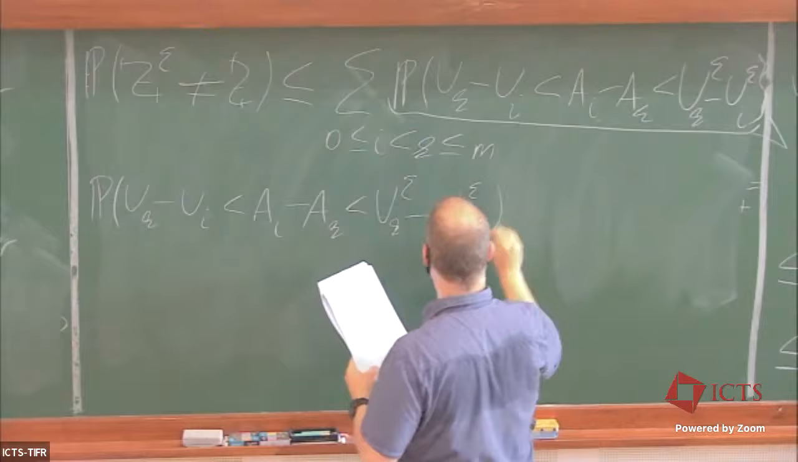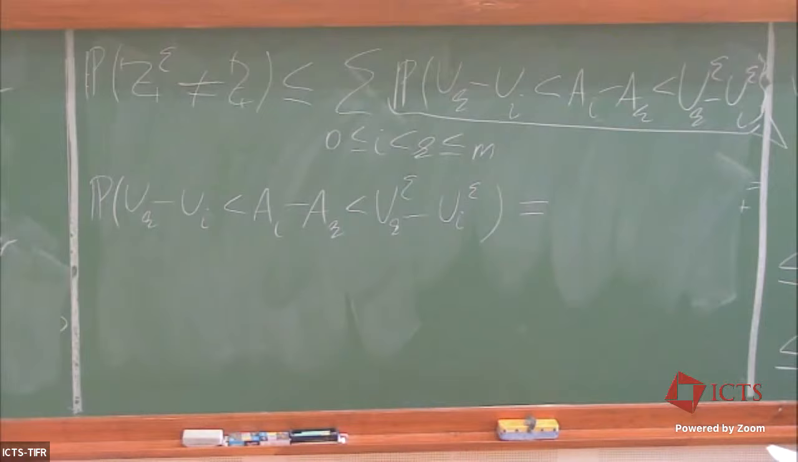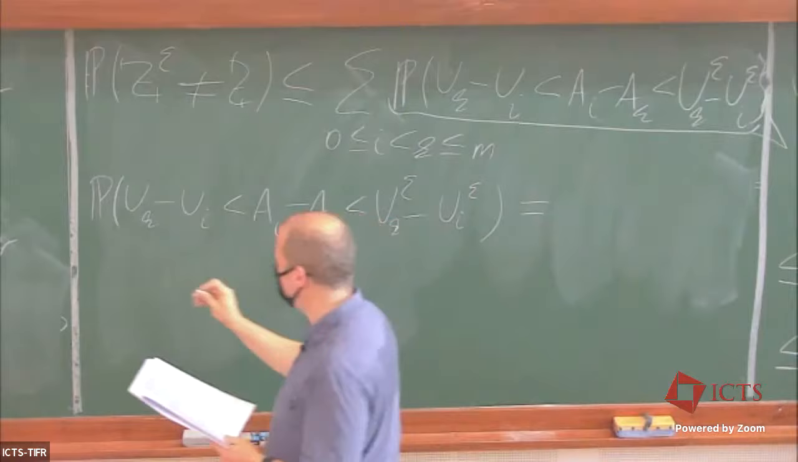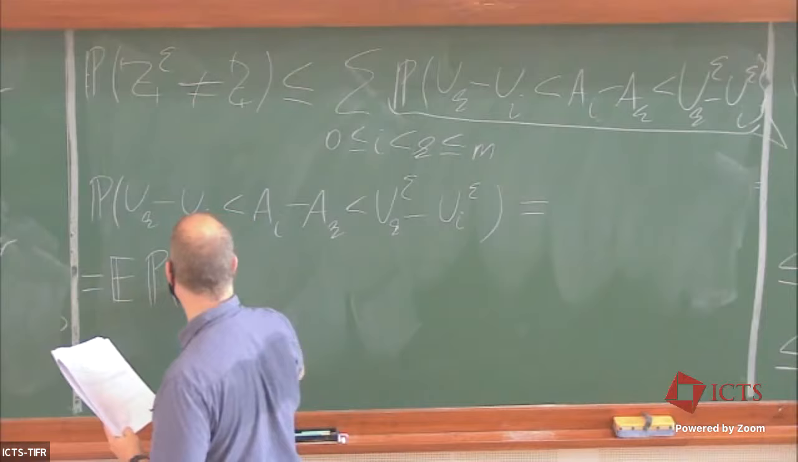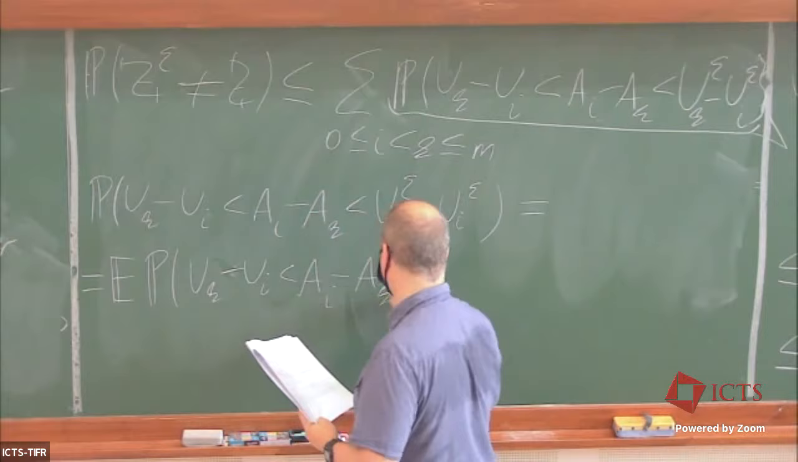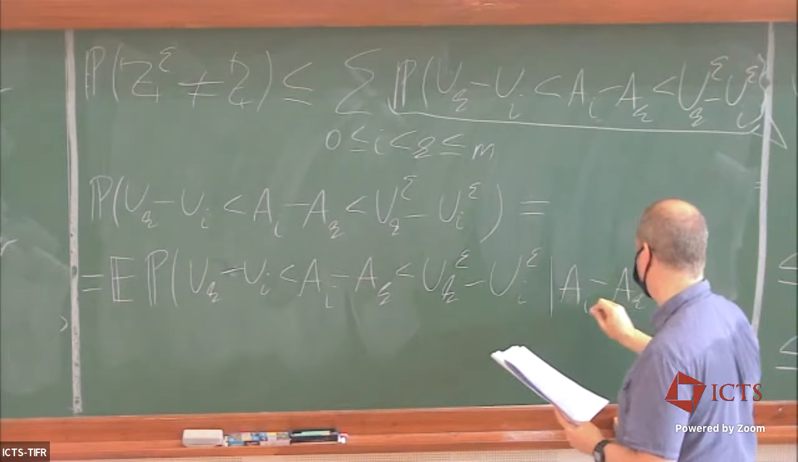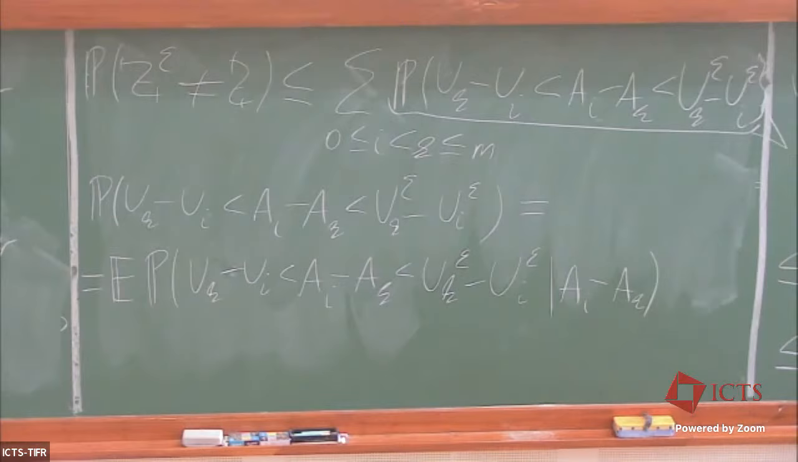What is this probability? I'm going to condition on the A's. So I'm going to look at the boundaries and I'm going to condition on the A's. And as soon as I condition on the A's, I'm in good shape because I know everything about the U's. So this is the expectation of the conditional probability of the same thing, U_K minus U_I less than A_I minus A_K less than U_K epsilon minus U_I epsilon, conditioned on the A_I's, I could say A_I minus A_K if you want, or just all the A_I's, doesn't really matter. And then an expectation of that conditional probability, okay?